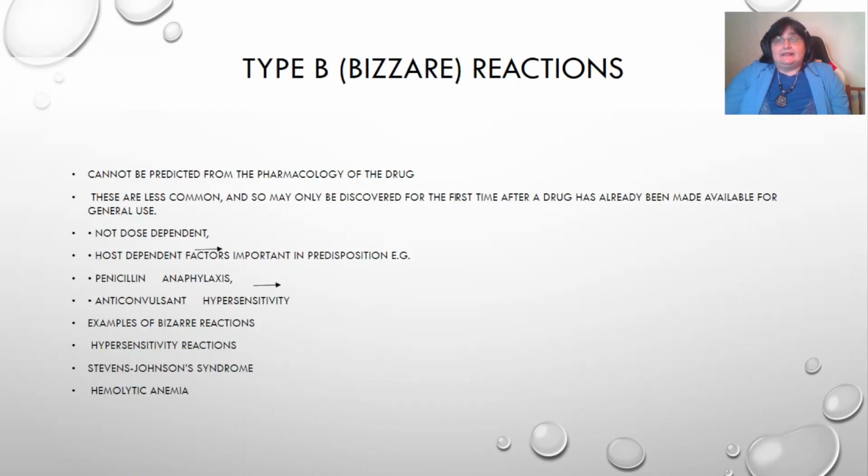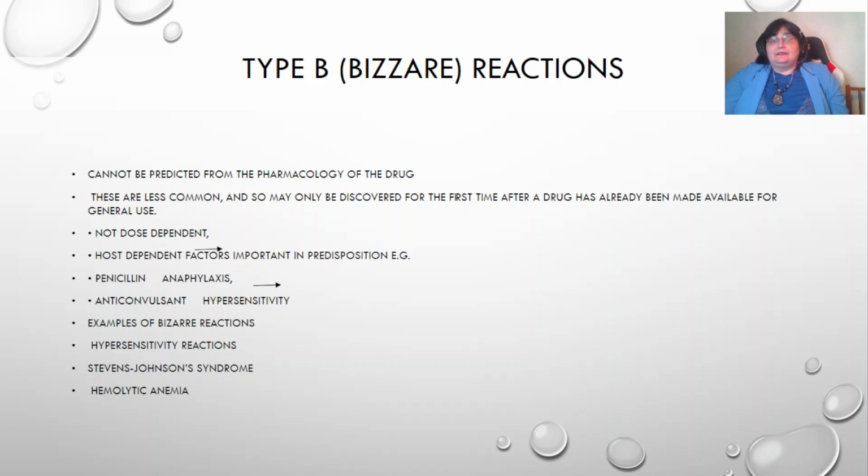Type B, bizarre reaction, cannot be predicted from the pharmacology of the drug. They are less common and so may only be discovered for the first time after the drug has already been made available for general use. Not dose dependent. Host dependent factors are important in predisposition.